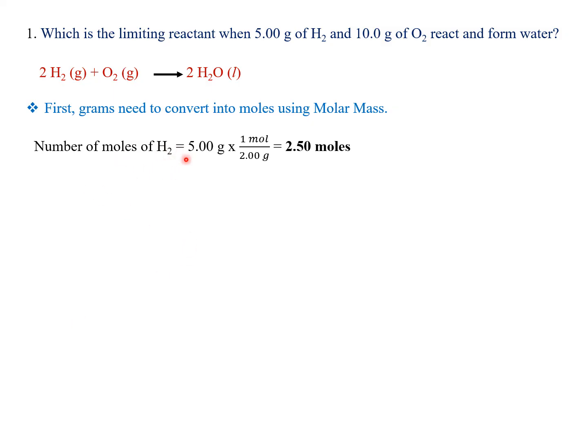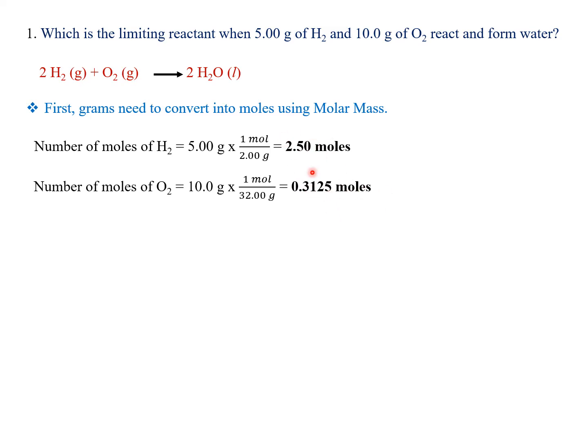This is the number of hydrogen moles in 5 grams. Hydrogen, one atom mass is 1 gram, but molecular hydrogen or diatomic hydrogen mass is 2 grams. So if you convert grams into moles, it is 2.50 moles of hydrogen. The same way, the number of moles of oxygen in 10 grams. One oxygen atom mass is 16, but oxygen is a diatomic molecule, 2 atoms bonded together. The mass is 32. Then the number of moles is 0.3125 moles.